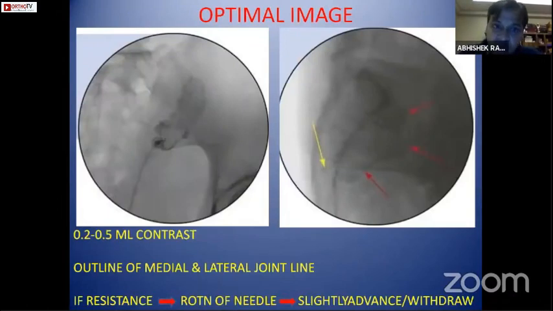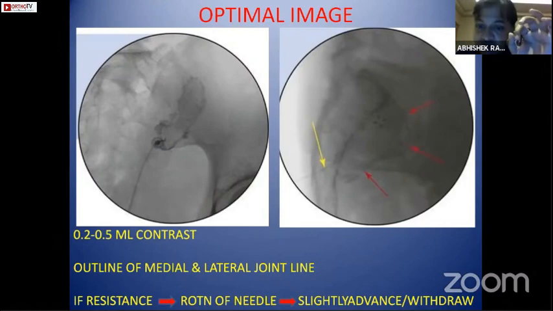And this is an optimal image. About 0.2 to 0.5 ml of the contrast has been injected, and you can see how it delineates the joint. Both the anterior as well as the posterior joint line have been demarcated. If there is any resistance while we are advancing the needle, generally we rotate the needle first, and if still there is any resistance, we generally advance or withdraw the needle slightly before injecting whatever is there in the needle.